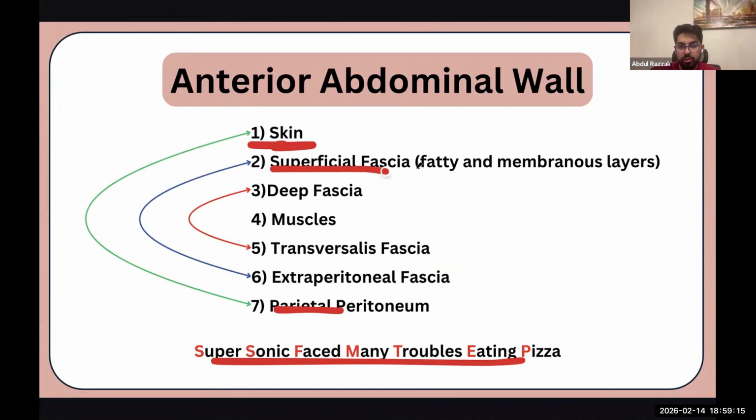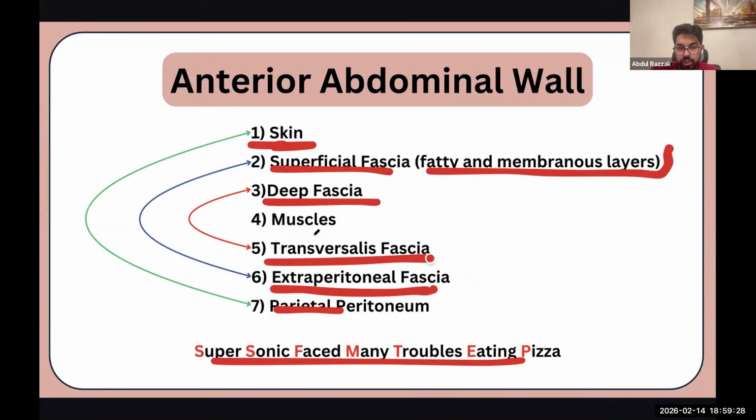Then you have superficial fascia, consisting of two layers. Unfortunately, you have to memorize that. This way, it doesn't help you memorize it, but you can easily know it. It is equivalent to the extraperitoneal fascia. Then you have the deep fascia that is equivalent to the transversalis fascia, and in the middle you have your main character, which is the muscles.